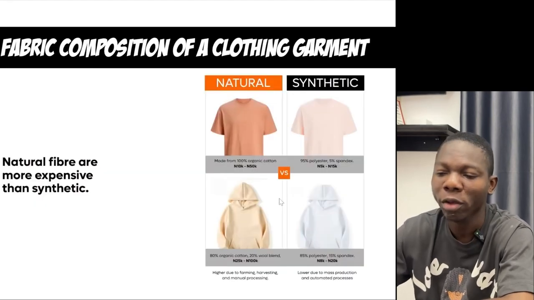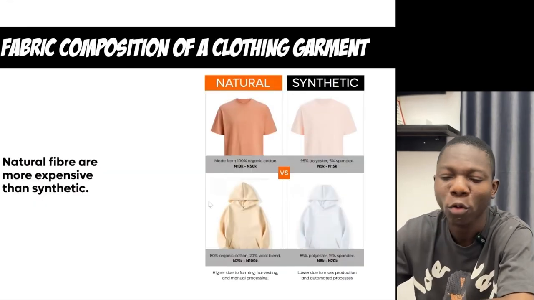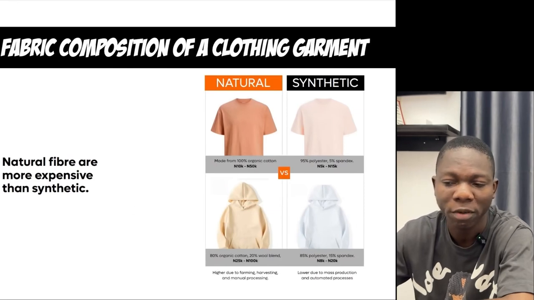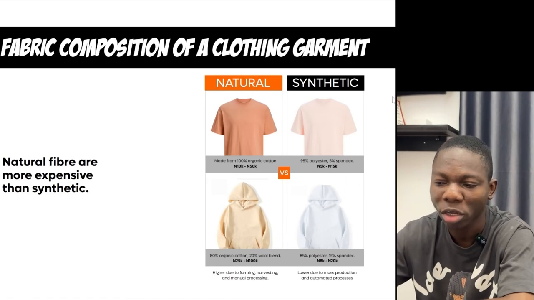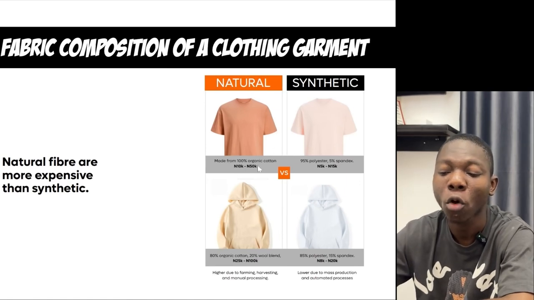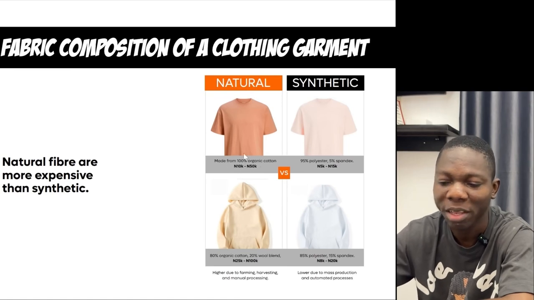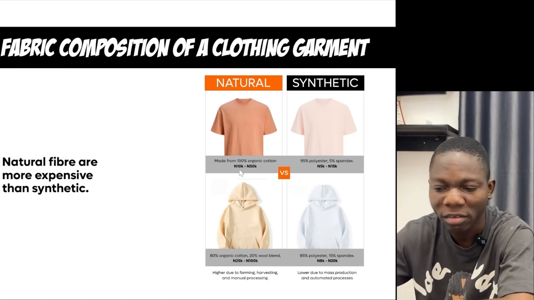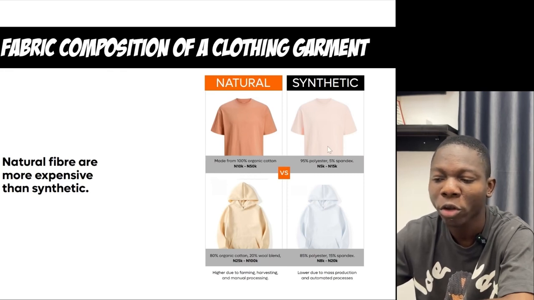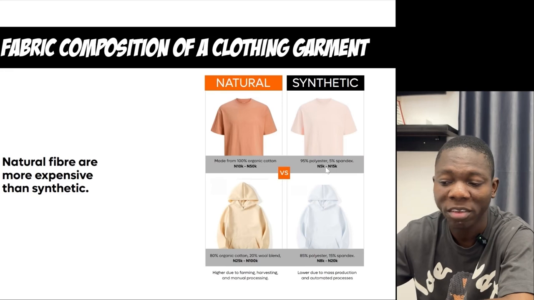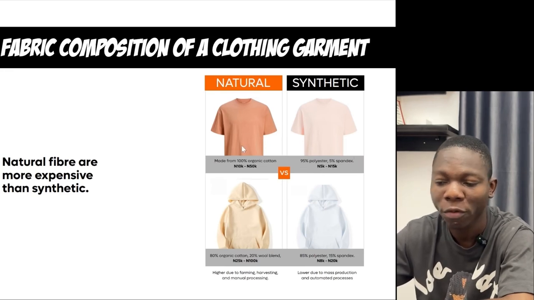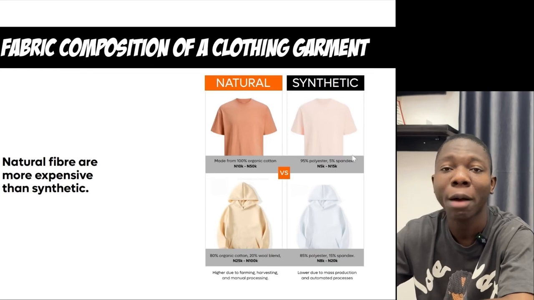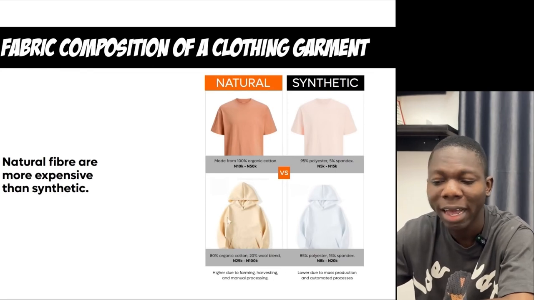So, fabric composition of clothing garments. Generally, natural fabrics are more expensive than synthetic fabrics. You can pick this out from the composition of a fabric. Let's take for example these two shirts. One of them has a more organic cotton composition, which means it's 100% cotton and is around 10k to 50k for the shirt. On the other hand, this one was made with 95% polyester and 5% spandex. Definitely, it's going to be cheaper than a shirt made of natural fiber. Man-made fiber is less expensive.